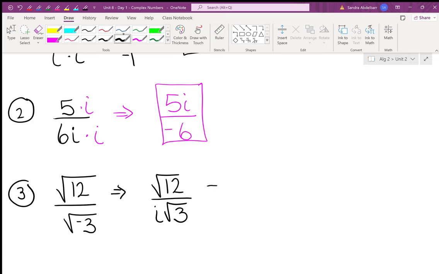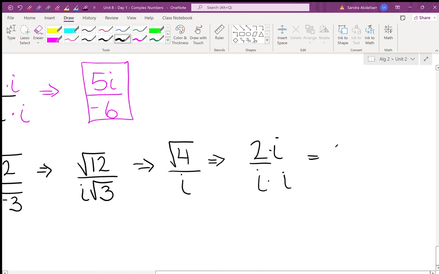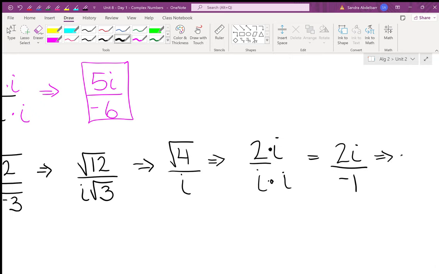So if I divide root 12 divided by root 3, do you agree that's the root of 4? But what's left in the denominator? i. Is that a problem? Yes. How do I fix this? Multiply by i. Square root of 4, isn't that 2? So we have 2 over i. I'm going to multiply top and bottom by i. So we end up with 2i over -1. What is that? -2i.